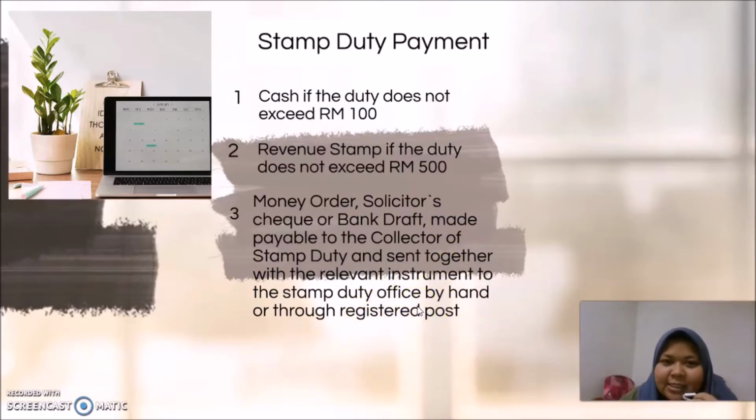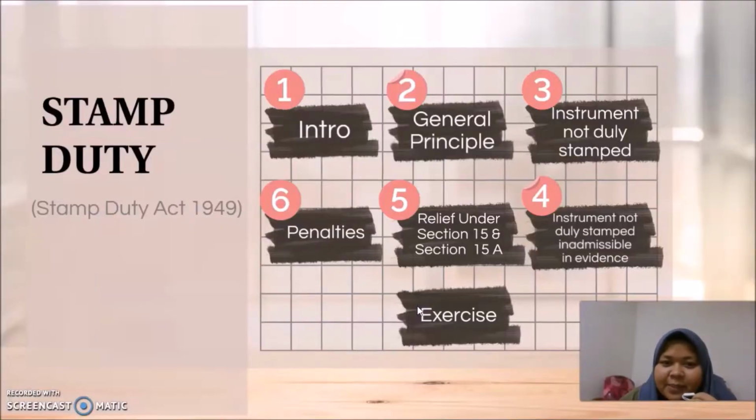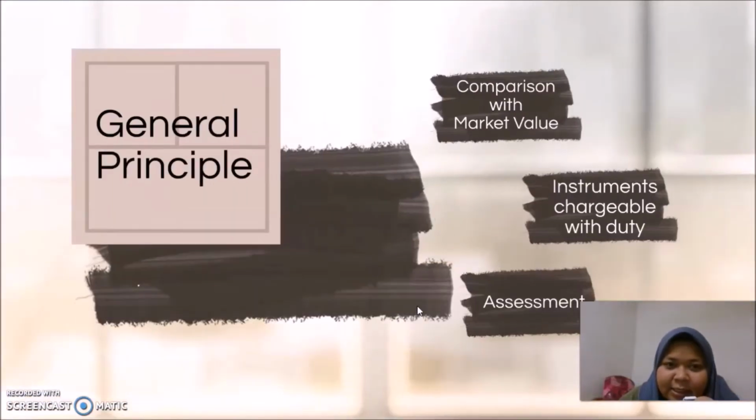Okay, next is general principle. For the general principle, there are three items. First is comparison with market value. Second is instrument chargeable with duty, and third is assessment.